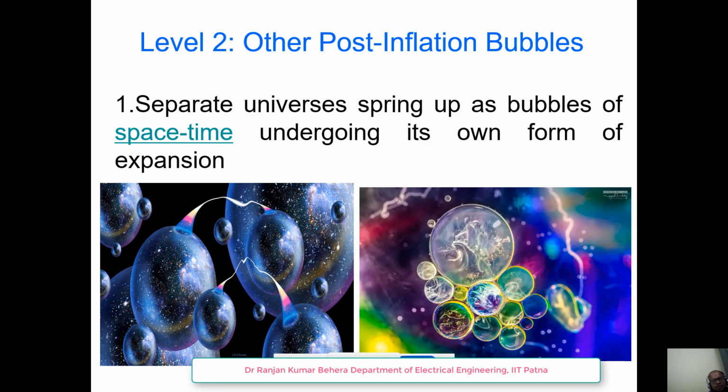So the post-inflation bubbles are scientifically proved with the structural design and all the structures of the universes, and the separate universes spring up as a bubble of space-time undergoing its own form of expansion. So this is where two kinds of theories exist. One theory is that one is matter, another one is antimatter. Matter has fixed size and form. Antimatter is completely a different kind of structure altogether, ever expanding.